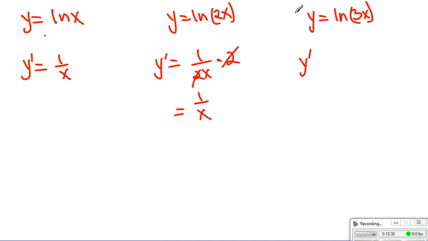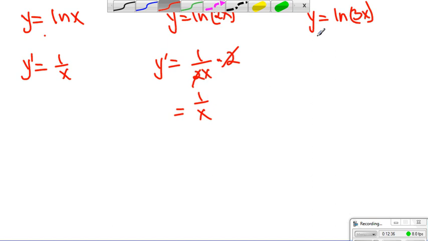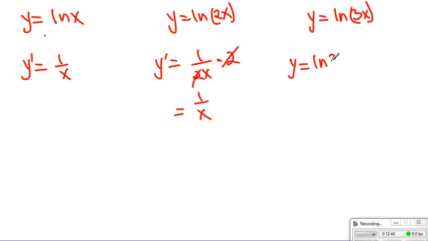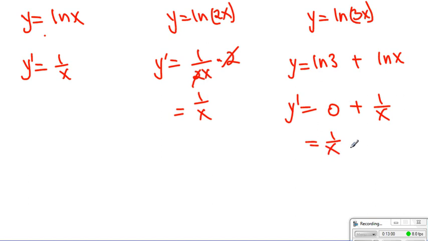Y prime. Oh, wait a minute. They look rather similar, so why don't I try to do the third one a little bit differently? When we have multiplication in the logarithm, that's equal to ln of 3 plus ln of x. But notice that ln of 3 is a constant. So when you take the derivative, it simply becomes 0 plus 1 over x, which ultimately becomes 1 over x too. Wait a minute, we started with 3 different questions, but we all ended up in one place. How could it be possible?